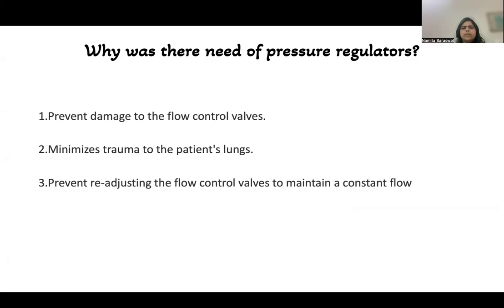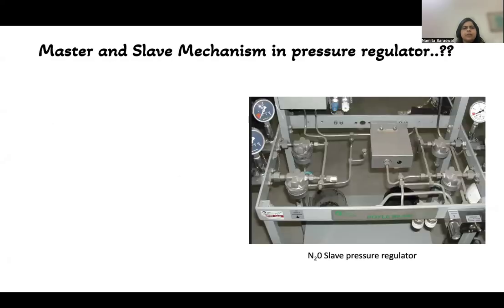One more reason is that whenever the cylinder is used, the pressure in the cylinder will keep reducing. If the cylinder pressure keeps reducing, there would need to be continuous readjustment at the flow control valves to maintain a constant flow, which can be prevented because of the presence of the pressure regulator. Now, what is the master and slave mechanism in the pressure regulator?